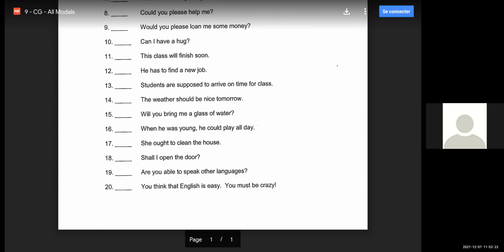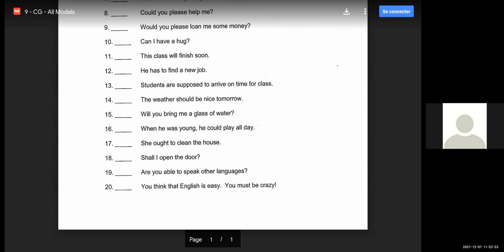She ought to know how to clean the house. Recommendation? I think so. Shall I open the door? A permission? Are you able to speak other language? Ability?